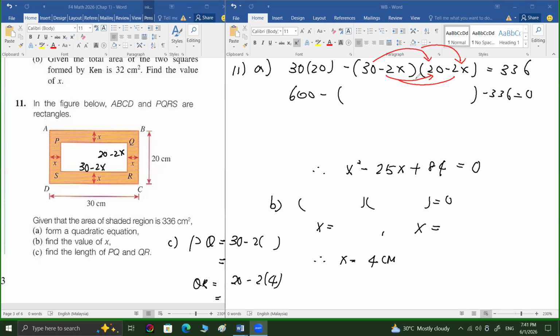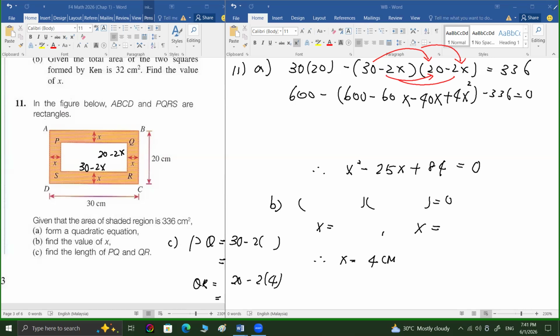Okay, class, how is it? Can you get this? This one can't get? Okay, I'll have a look. What happened? 30 times 20 together. Couldn't get that? 30 times 20 is 600, yeah? 30 times 2x is negative 60x, okay? Negative 2 times 20 is negative 40x, okay? Negative, negative, positive: 2x and 2x is 4x squared. Until here, is it okay, all of you?